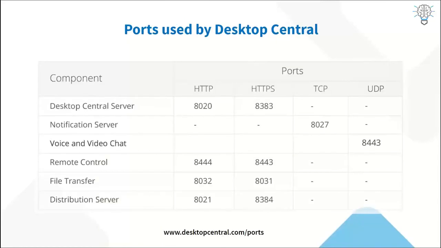Here are the ports used by Desktop Central. The Desktop Central server uses 8020 and 8383 for the agents to communicate with it. Agent to server notification happens on TCP port 8027. For voice and video, we use 8443. For remote control, we have options to switch between secure and non-secure ports, which you can use for all remote control and file transfer. In case you're going to use a distribution server, you can open these ports on it. All these ports have to be open inbound to the respective servers.